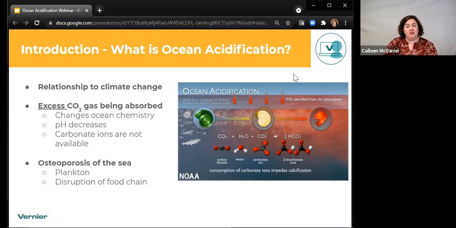This is a great graphic here I took from NOAA that has the reaction that we're talking about here, and it has some images showing the effect on a specific type of plankton that's found in the ocean. And so this is why ocean acidification is of very high concern and importance for us to understand, because of the effect it's going to have on oceanic food chains and the resulting problems that could cause.